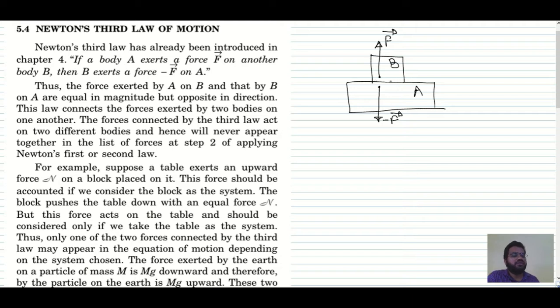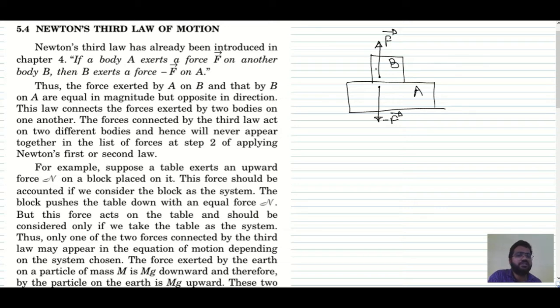So for Newton's first law we have the law of inertia, for Newton's second law we have the law of momentum, and for Newton's third law we have the law of forces. This connects the forces, right. As you can see, the forces connected by the third law act on two different bodies, right?